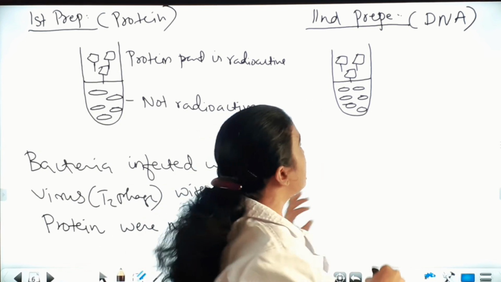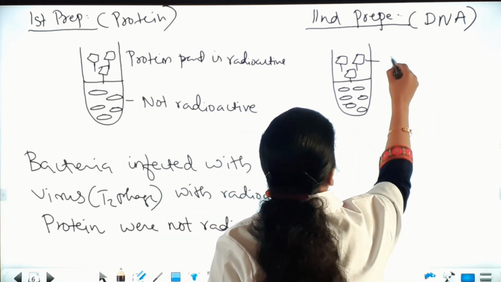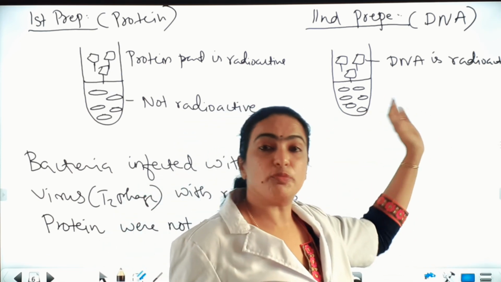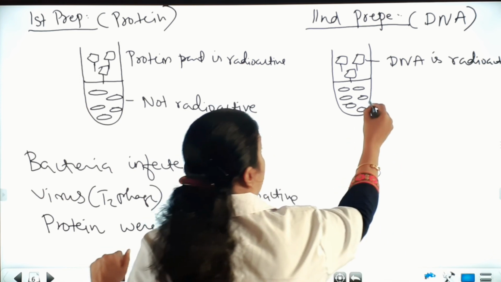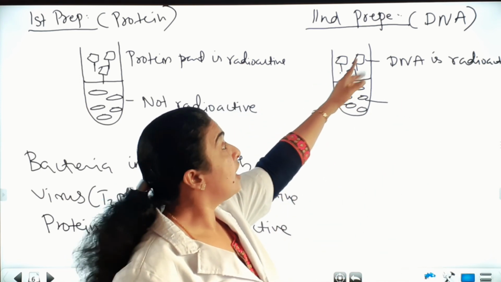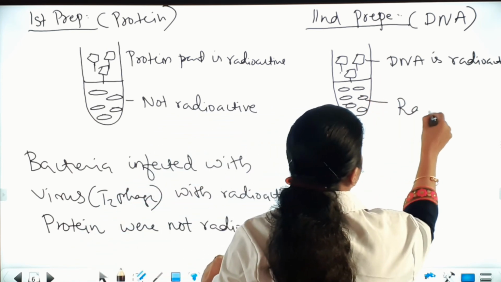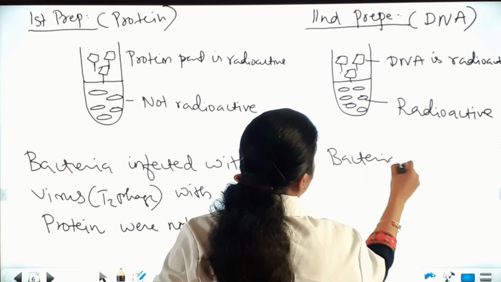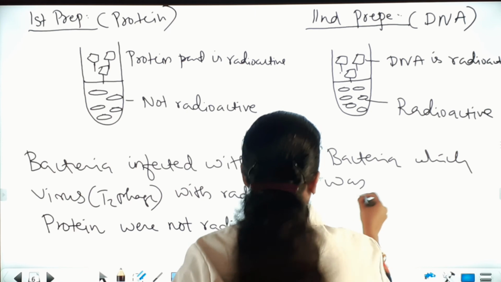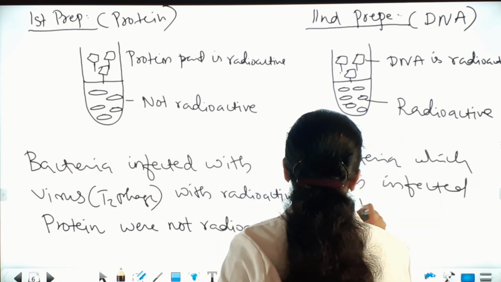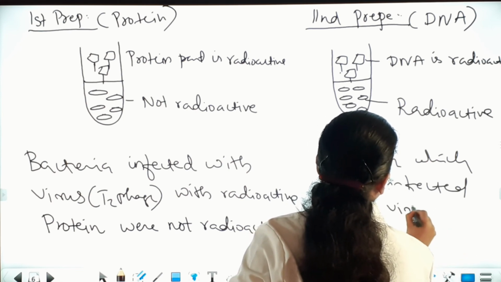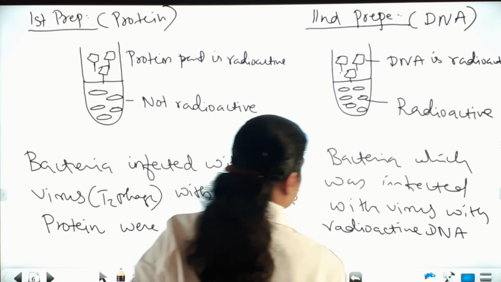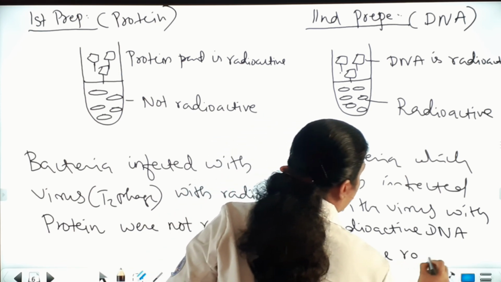Here they observed that the DNA part is radioactive. The DNA is radioactive, and this radioactivity was made with radioactive phosphorus, and the bacteria infected by the virus whose DNA part is radioactive became radioactive. So the conclusion was that bacteria infected with virus with radioactive DNA become radioactive.